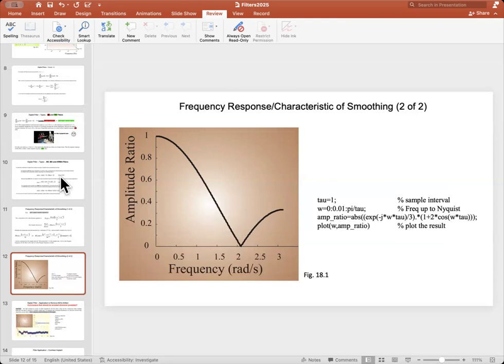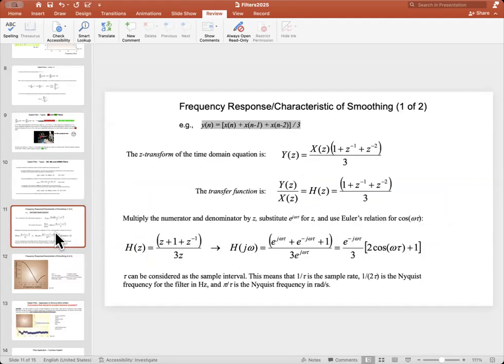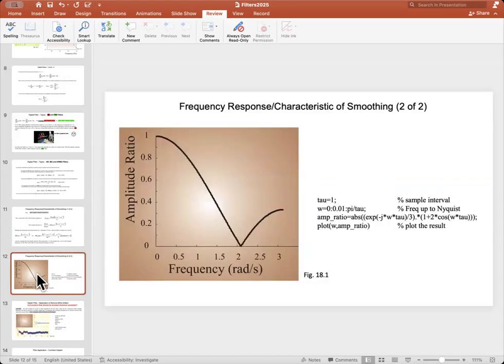And if you have a smoothing filter, do this procedure. Take your expression, make the Z transform, substitute your Z for e^(jωτ), make this plot and see how it lands in your particular frequencies. That's an important thing to do.